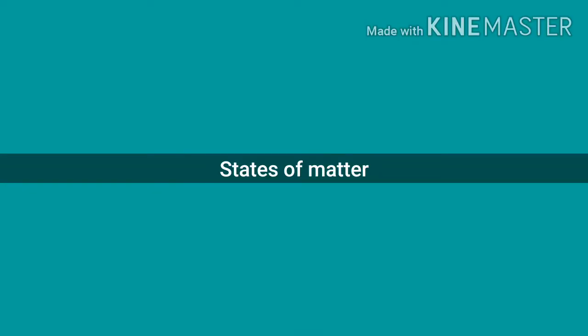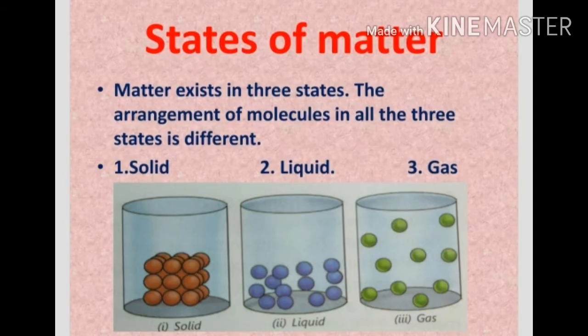States of matter. Matter exists in three states. These states are solid, liquid, and gas. And matter can be changed from one form to another, meaning from one state to another state, matter can be changed.